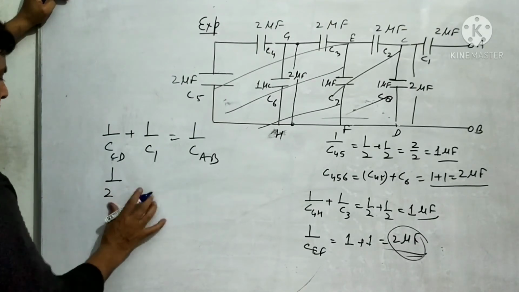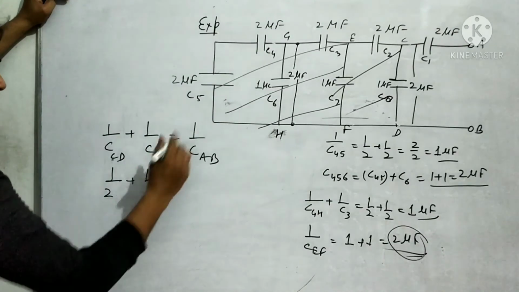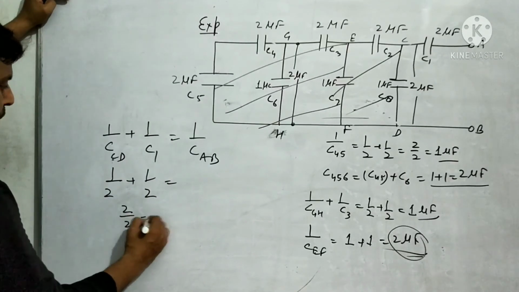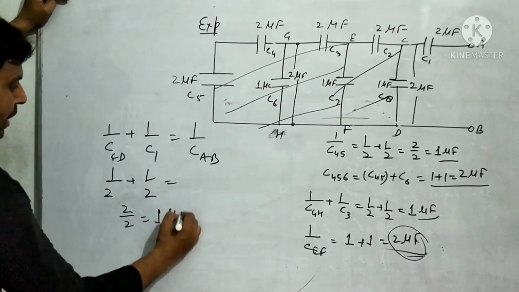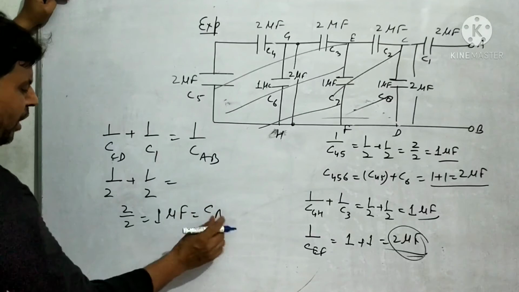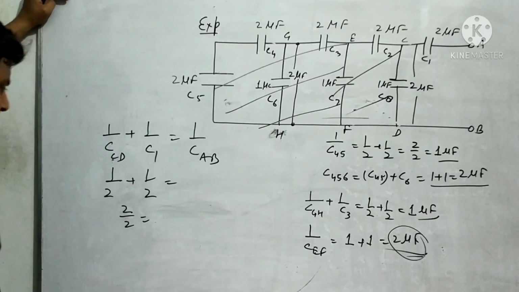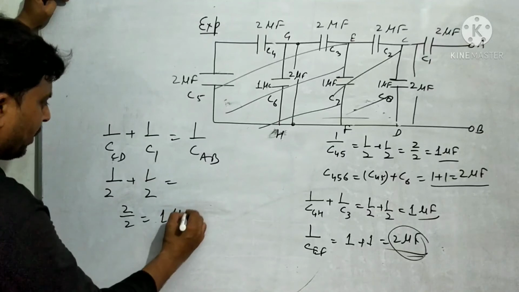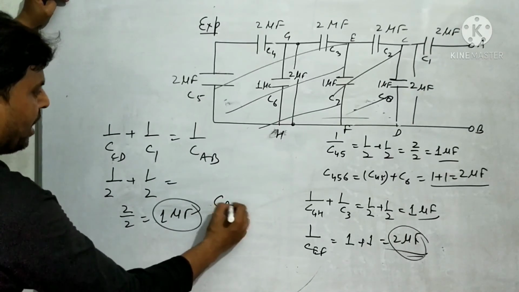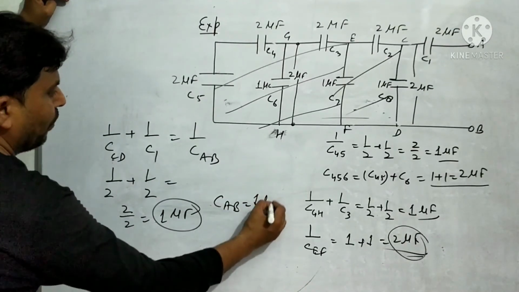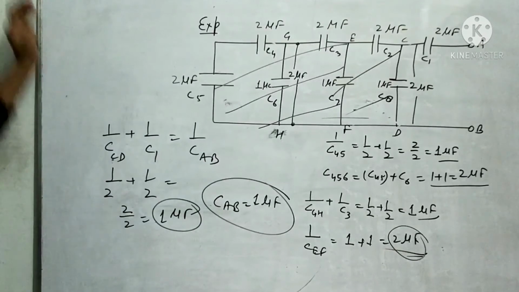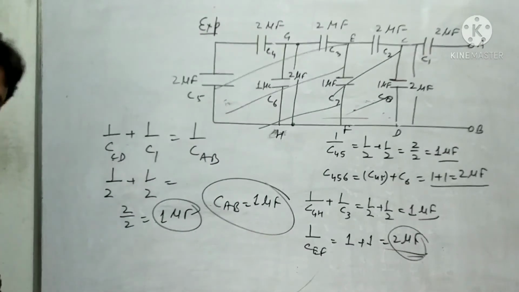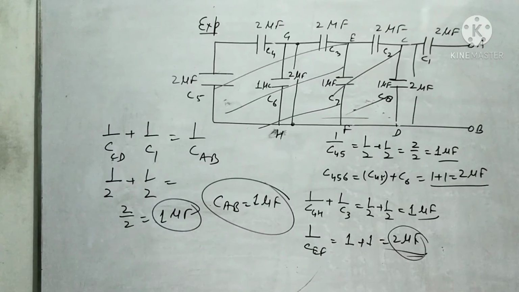1 upon C1. C1 is also 2. That will be 2 over 2, means 1 microfarad. Yes, 1 microfarad. So CAB equal to only 1 microfarad. So such type of combination we will complete. Is it clear? I think it must be clear.